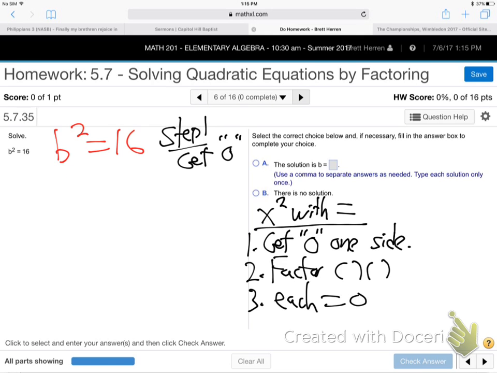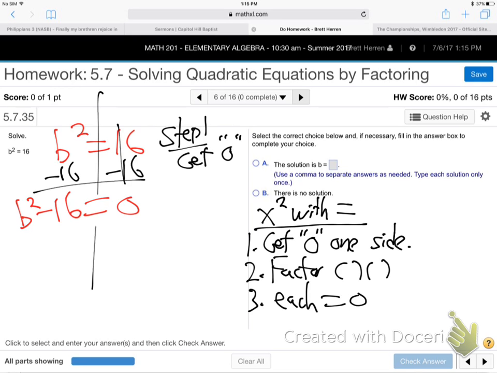So how do I get a 0? Subtract the 16. Boom, 0. Huh? That making sense so far? You gotta literally make there be 0. So what's the other side now? B squared minus 16 equals 0. See how I did step 1, got a 0? Is that good? Step 1, get a 0. Now, so step 1, check.